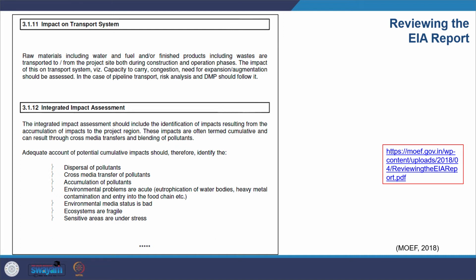And then also integrated impact assessment. So all these will be reviewed. So these are the guidelines given to the reviewers. So keep that in mind, how the reviewer is going to evaluate. Your project will get clearance or not would depend also on how well your report is communicating.